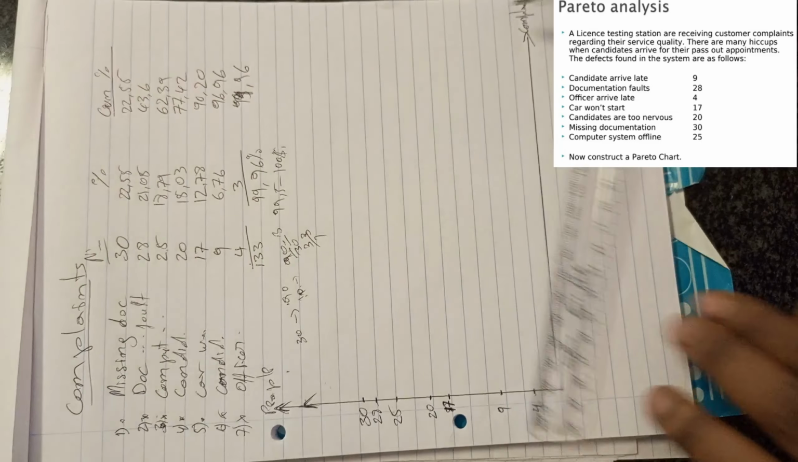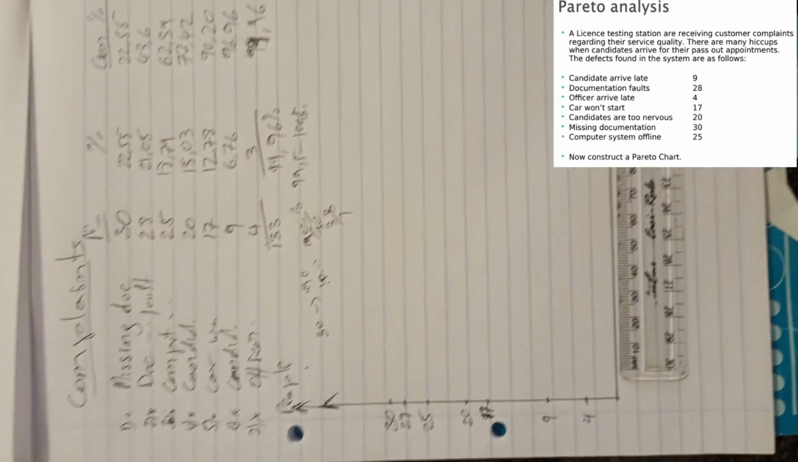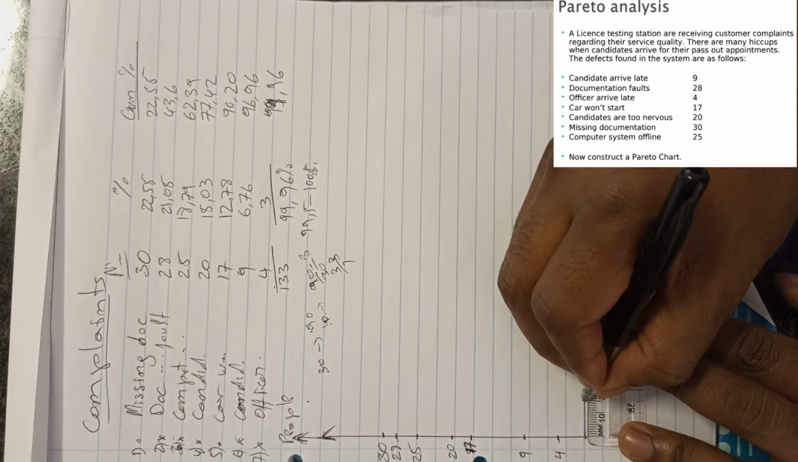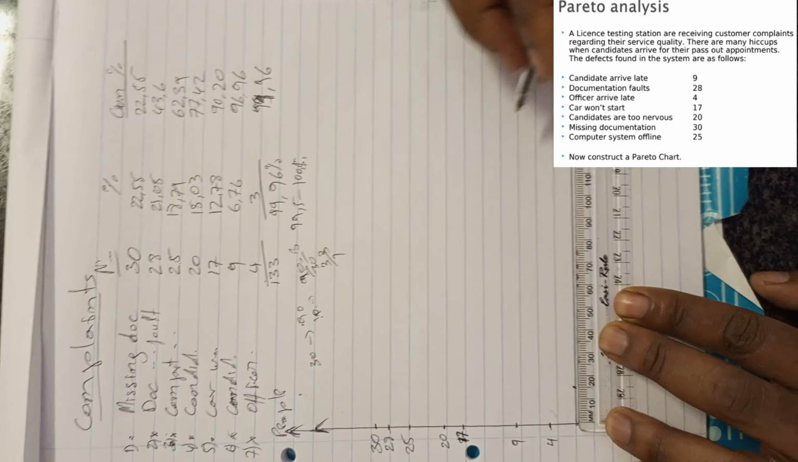Then I'll come down here. I'll do the same but differently now. So here I'm going to have my scale. This will be for complaint. This is the axis of complaints, right?